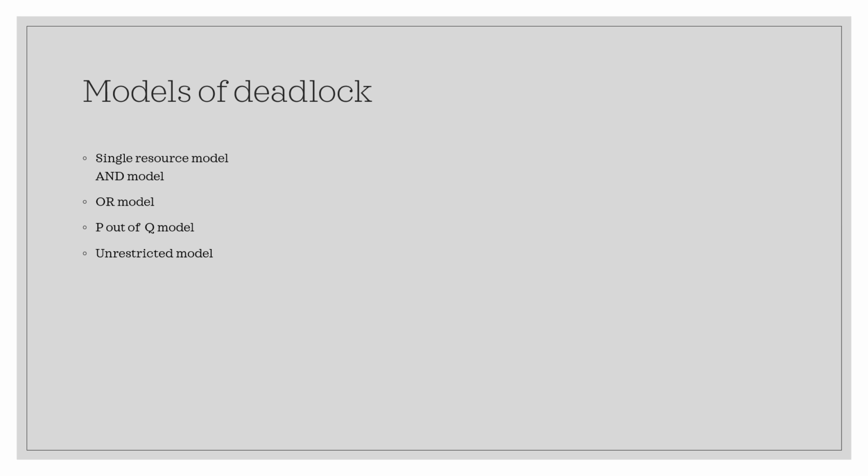Then P out of Q model. This is a variation of the AND OR model. So it's a combination of the AND and OR models. This allows a request to obtain any K available resources from a pool of N resources. Both the models are the same in expressive power. Each request in the P out of Q model can be expressed in the AND OR model and vice versa.